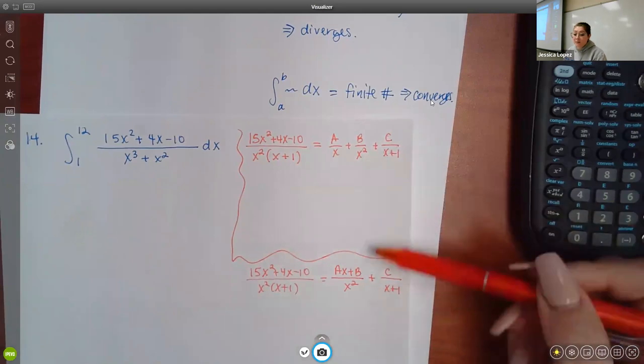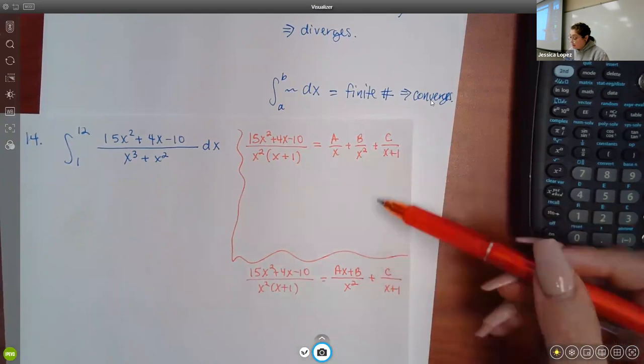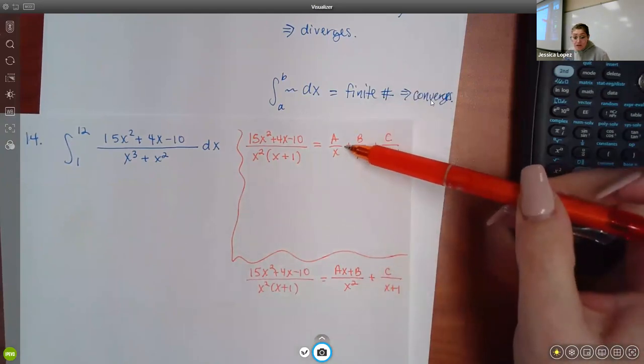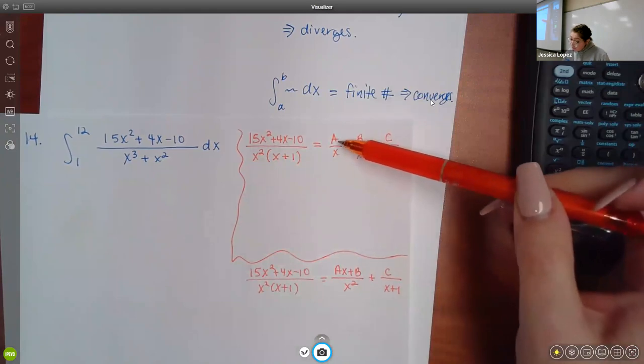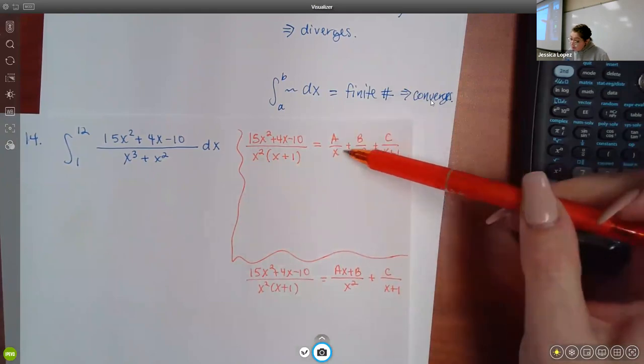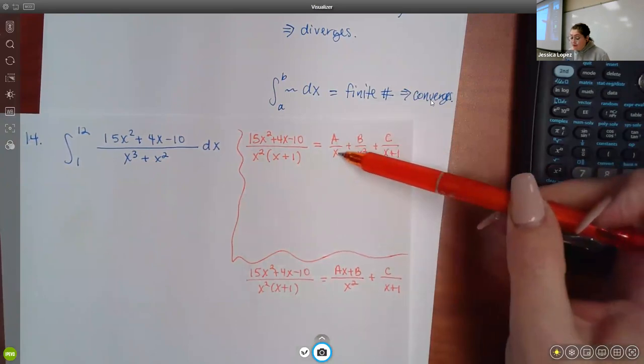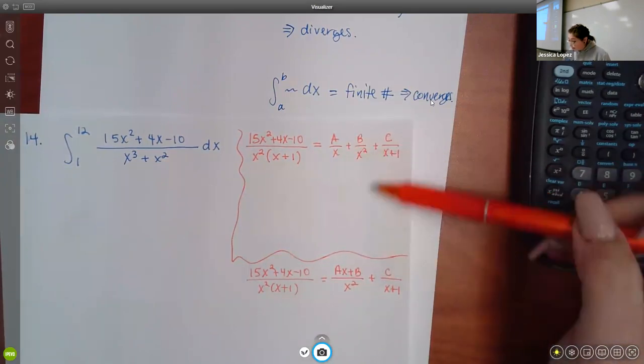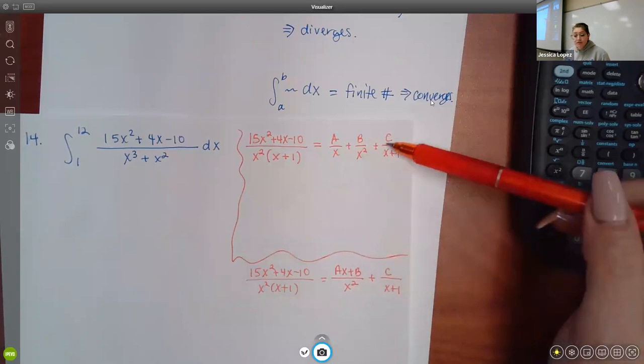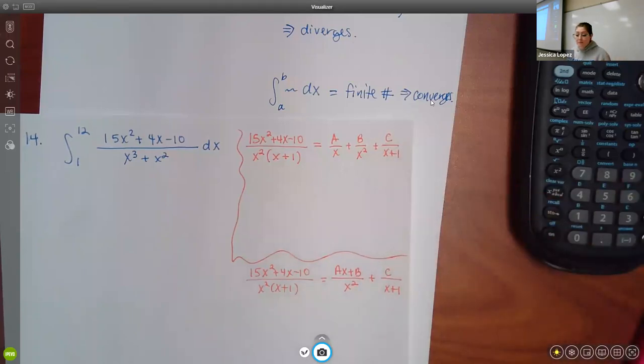These are exactly the same thing. If you were to multiply this fraction here on the top by x over x to get a common denominator, you would end up with A times x plus B over x squared. So they are the same thing. It's just, which way did you set it up.